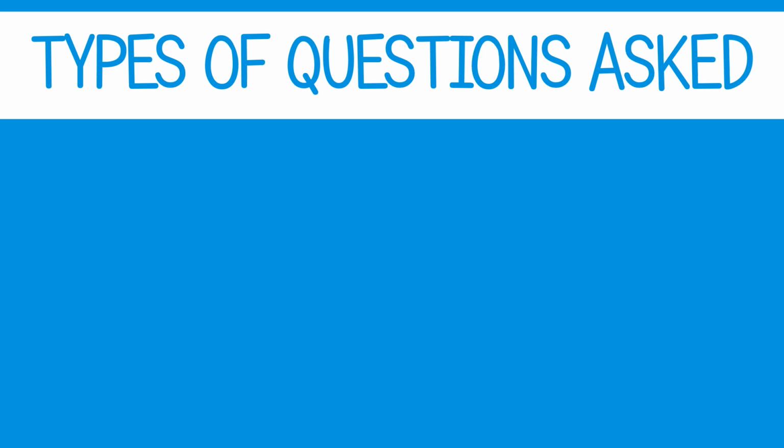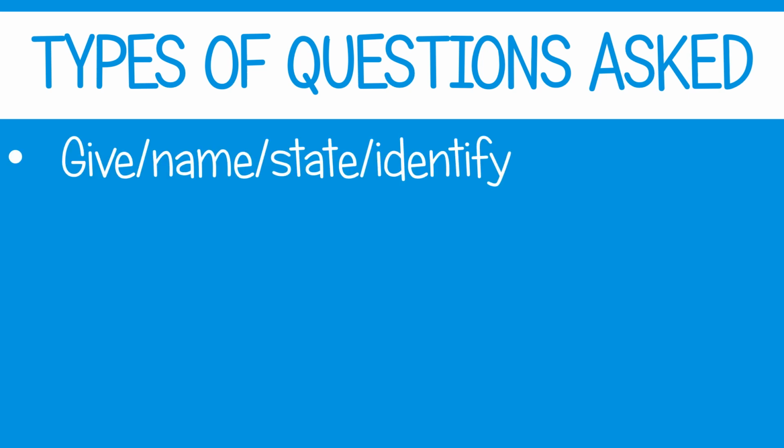There are 4 different types of command words that you will have in your practical cake craft exam. The first one is the simplest: give, name, state or identify questions just require a short, straightforward answer, normally just a few words long. The next one is describe. When you're asked to describe something, you want to give a short description, which is usually a short sentence.